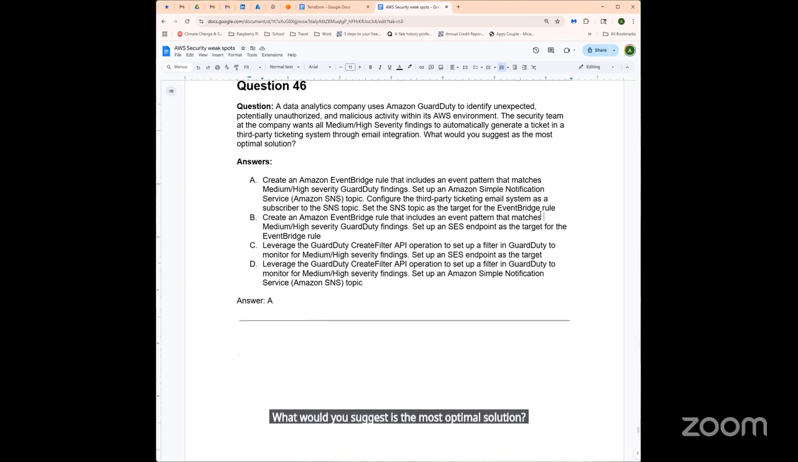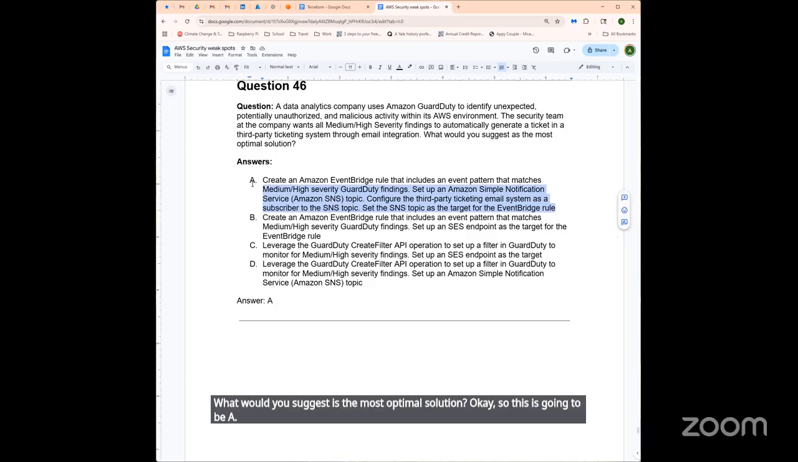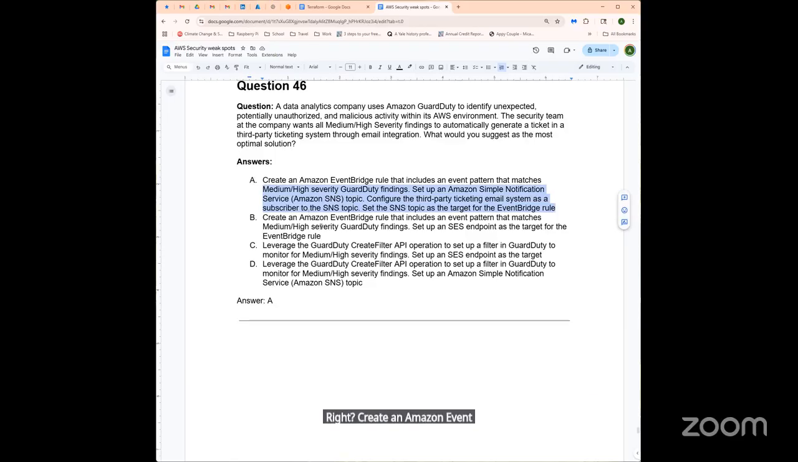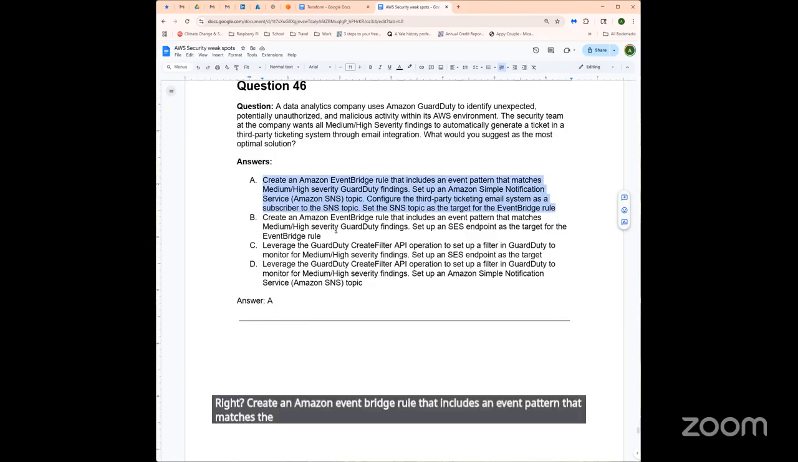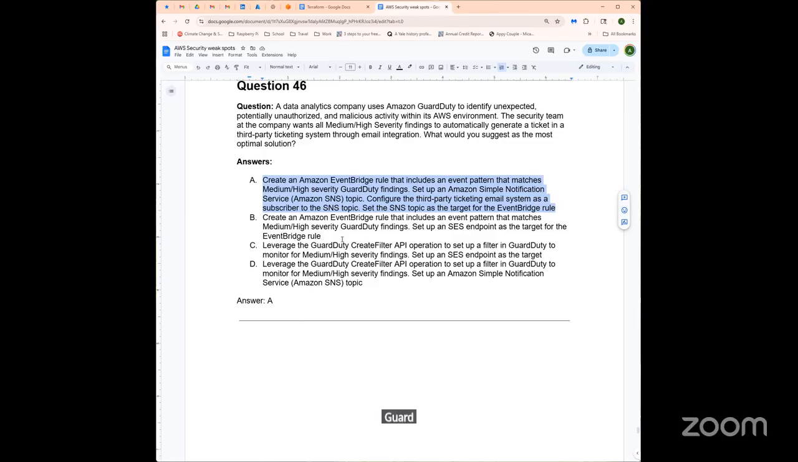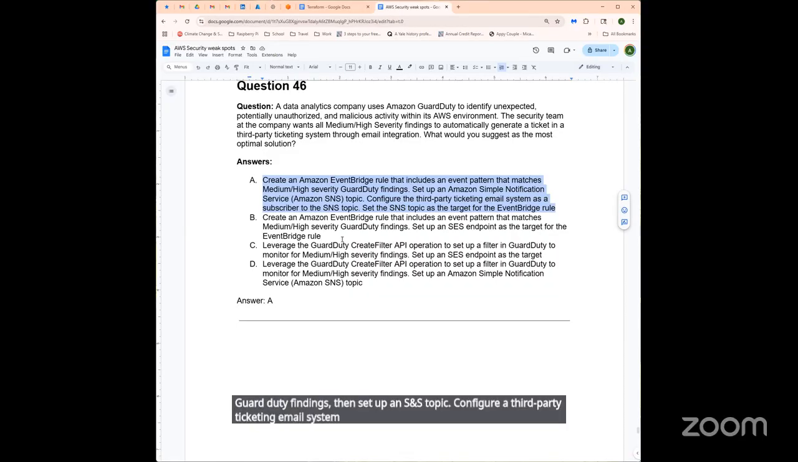Okay, so this is going to be A, right? Create an Amazon EventBridge rule that includes an event pattern that matches the medium, high severity GuardDuty findings. Then set up an SNS topic. Configure a third-party ticketing email system as the subscriber to the SNS topic. Jira, something along those lines, right?